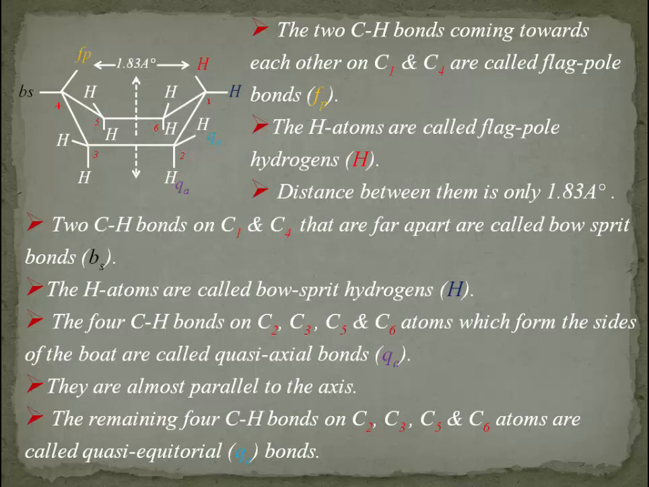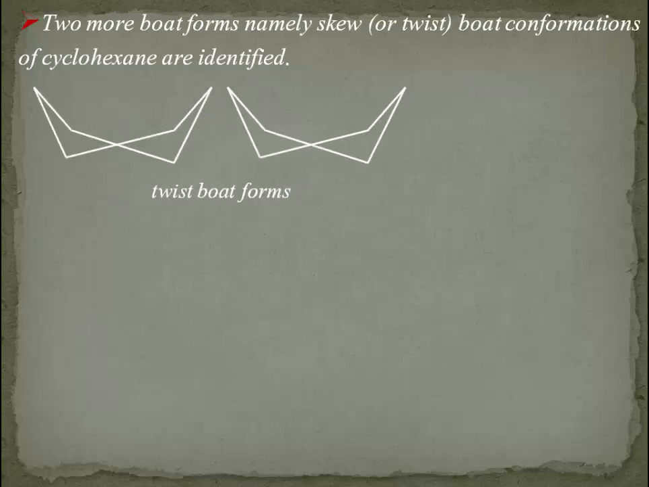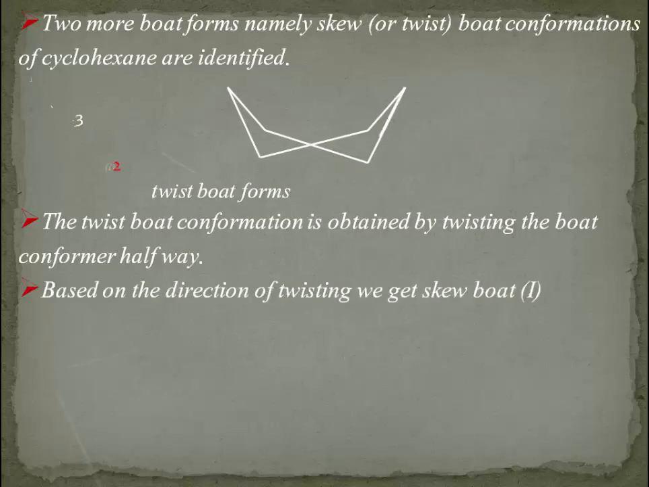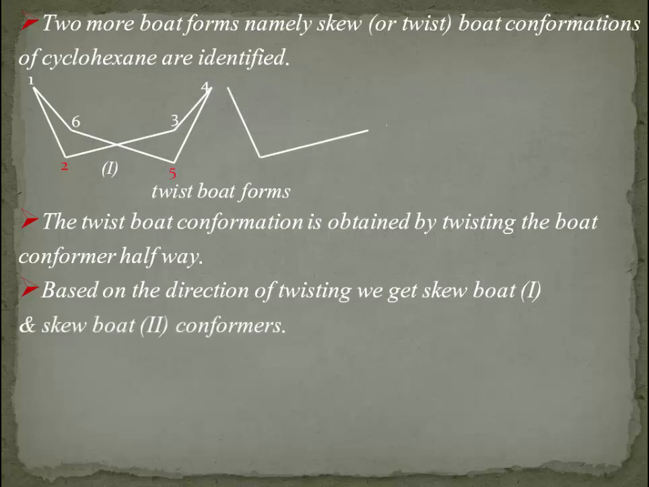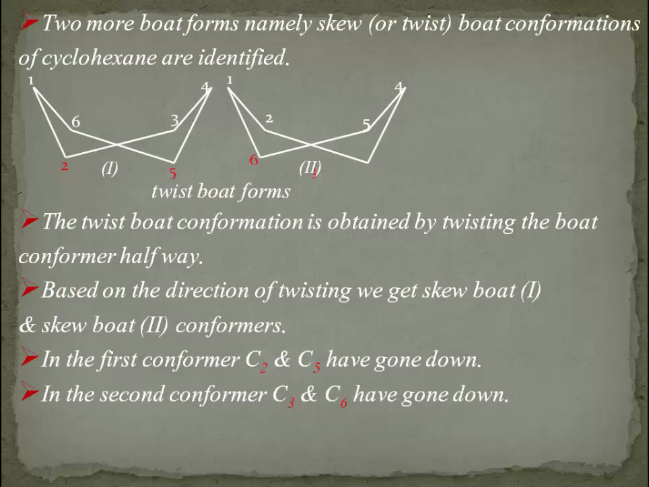Now friends, next we will see two more boat forms, namely skew or twist boat conformations of cyclohexane. These are twist boat forms. Twist boat conformation is obtained by twisting the boat conformer halfway. Based on the direction of twisting, we get skew boat first and skew boat second conformers. In the first conformer, C2 and C5 have gone down, while in the second conformer, C3 and C6 have gone down.